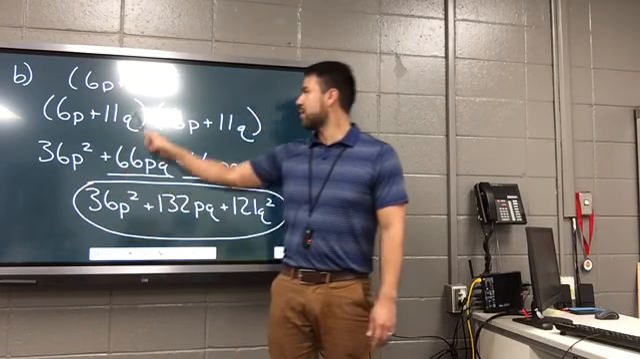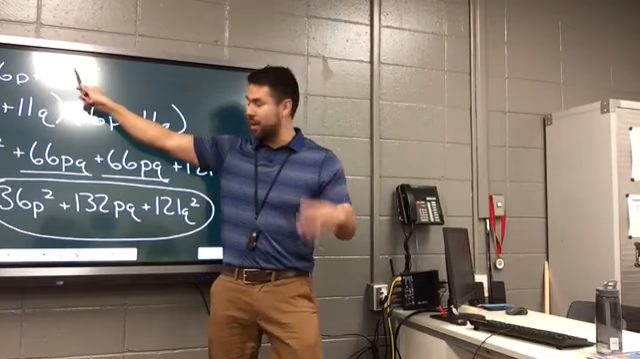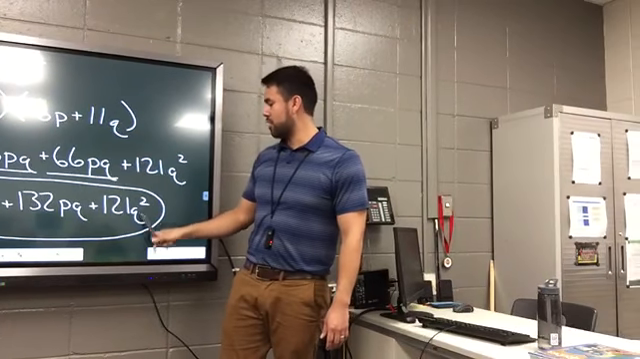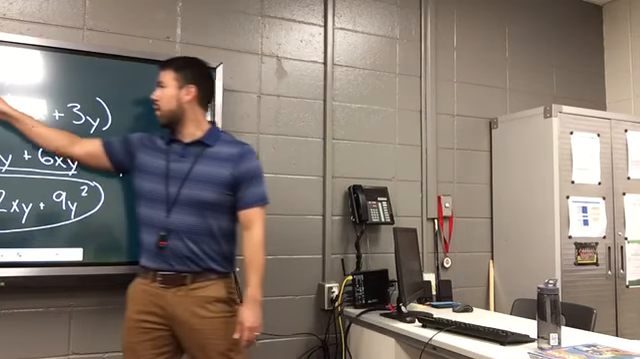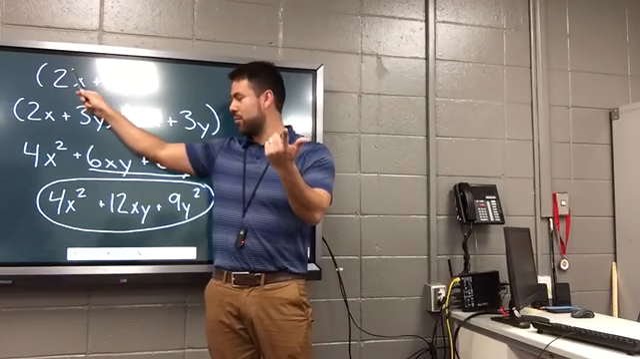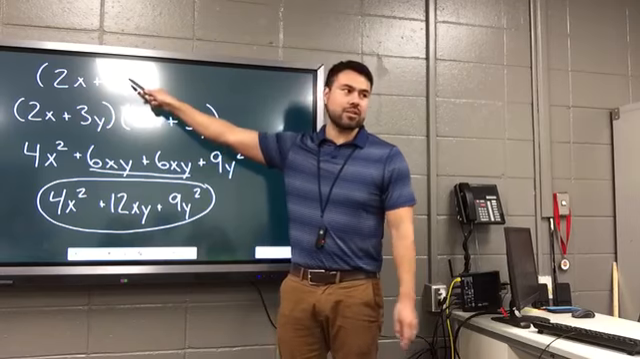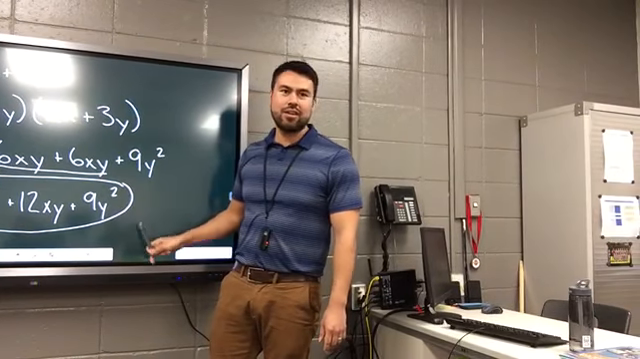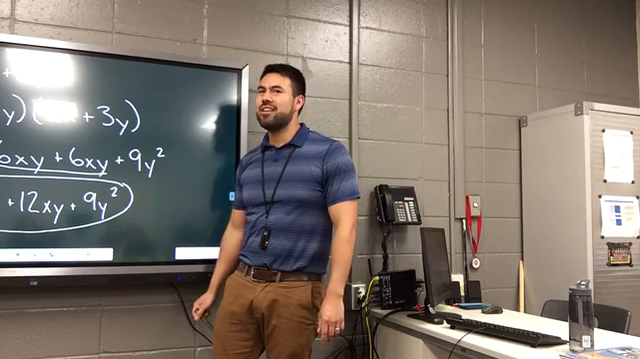What's 6p to the second power? 36p squared. What's 11q to the second power? 121q squared. And what's 2x times 2x? Another way of putting it, 4x squared. What's 3y times 3y? 9y squared. Anyone see the pattern? Always happening.